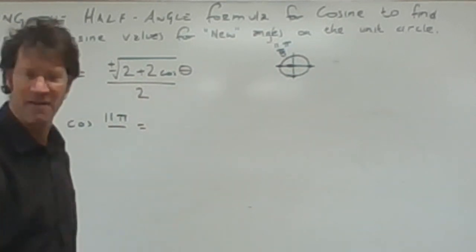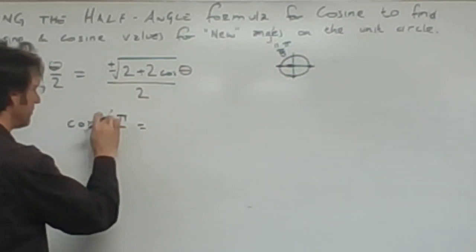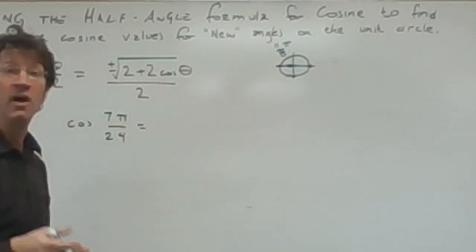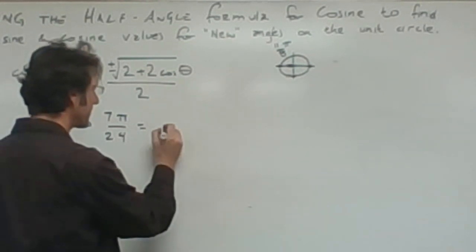Let's go with, what the heck, let's keep the 11, that'll be fun. Let's do 11 pi over, no, let's not do 11 pi over 24. Let's do a hard one. Let's do 7 pi over 24. And you'll see why I think that this is actually harder than 11 pi over 24 in a moment.